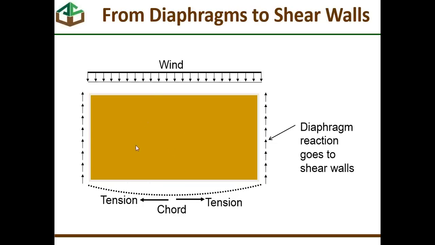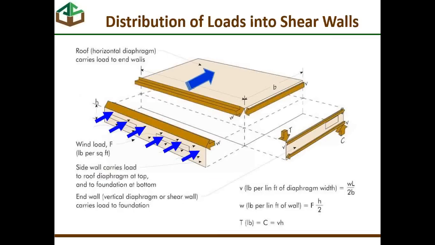So when this load is collected into the diaphragm, reaction goes to shear walls here along, in this case, the left and the right side. We saw this graphic last week too. This is just another illustration of wind hitting the left-hand wall and going into the diaphragm, and that diaphragm load being transferred into the shear walls that are here along the edge.